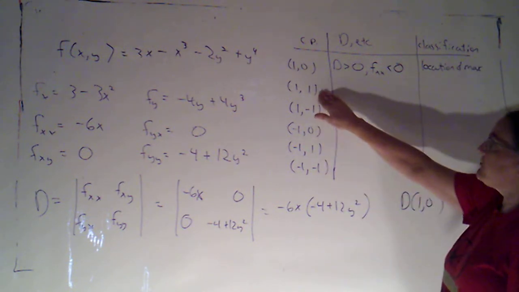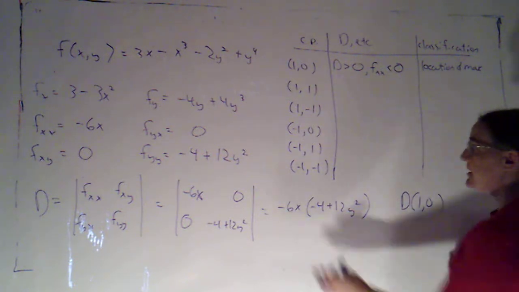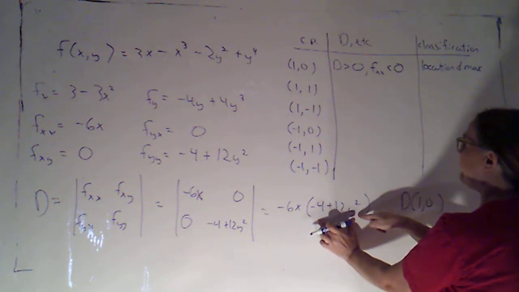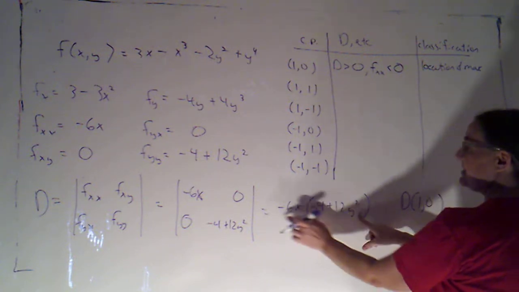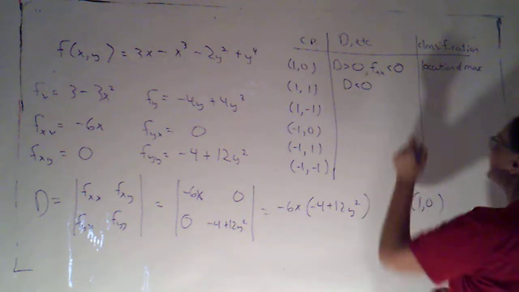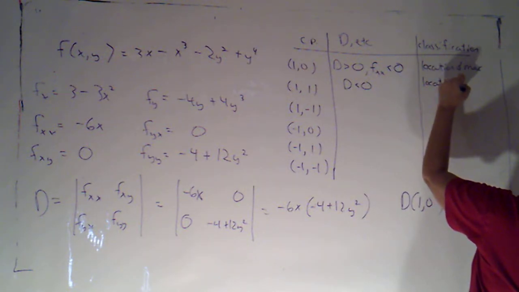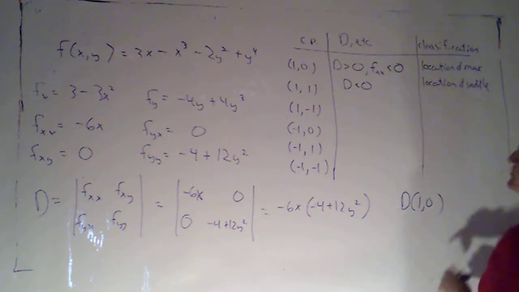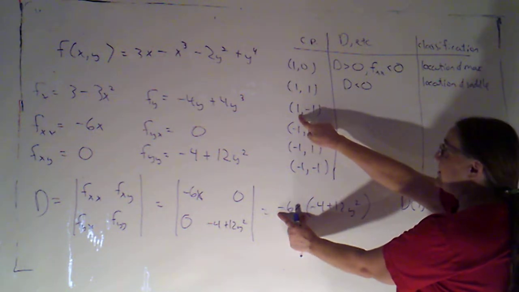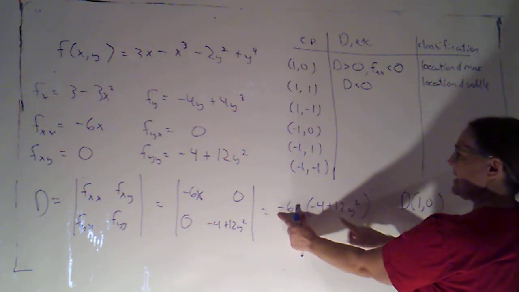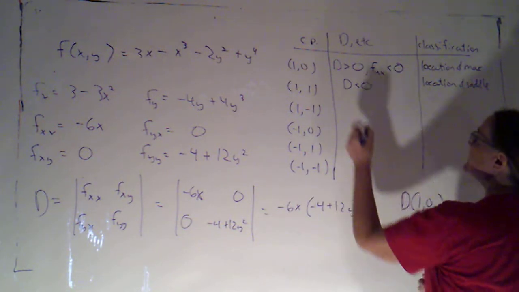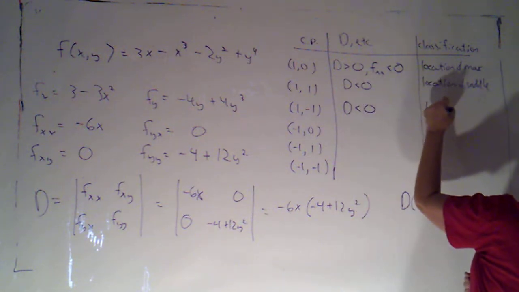Excellent. Let's see what we get at 1, 1. Okay. So this first factor is still going to be negative 6, but now this second factor is negative 4 plus 12, which is 8. So that's a negative times a positive. D is less than 0. That's all I need to know to say that this is the location of a saddle. Now 1, negative 1. Negative 6x is still negative. When I plug in negative 1, I'm still getting negative 4 plus 12, which is positive 8. So this is still a negative times a positive. So it's negative, and this is the location of a saddle.